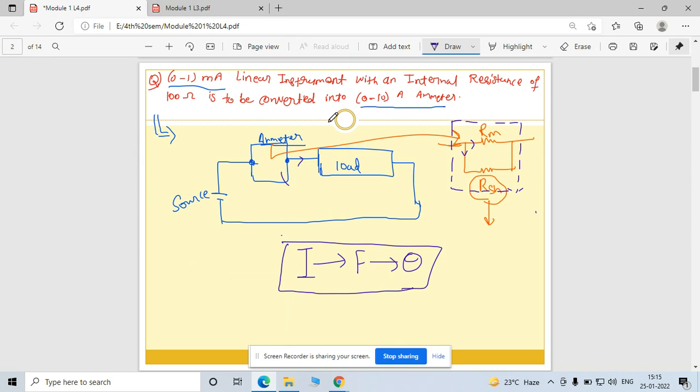Now, how to convert this 0 to 1 ampere ammeter to a 0 to 10 ampere ammeter? This structure is already present for 0 to 1 ampere. You need to find the value of RSH for 0 to 1 ampere. Once you find the values of RSH and RM, then for the second case you need to add an extra resistance, or a combination with this. If you add that resistance, then you are able to increase the rating of your ammeter.